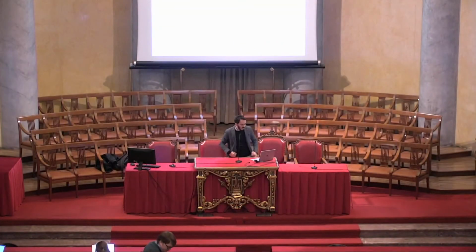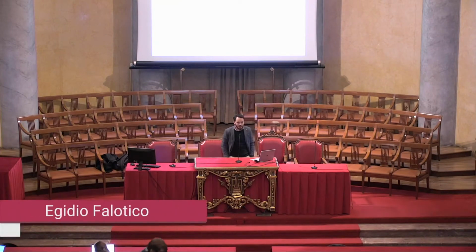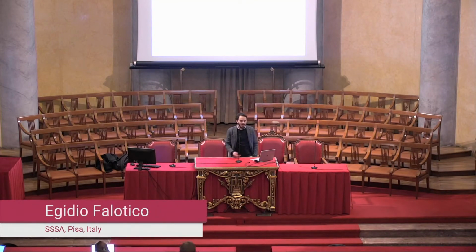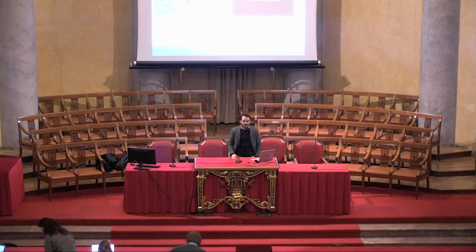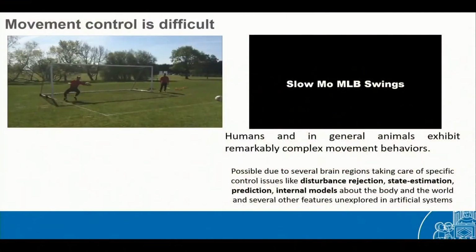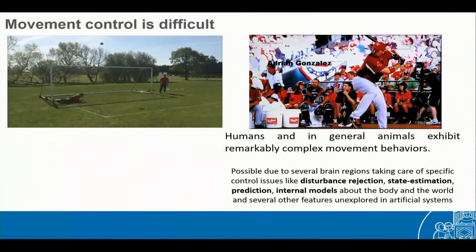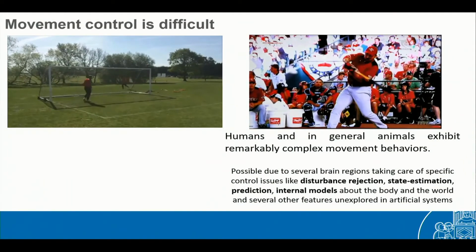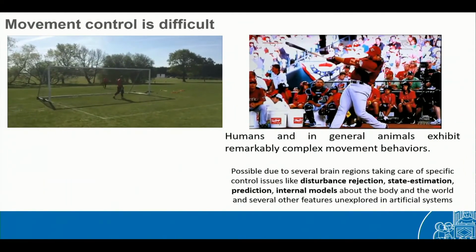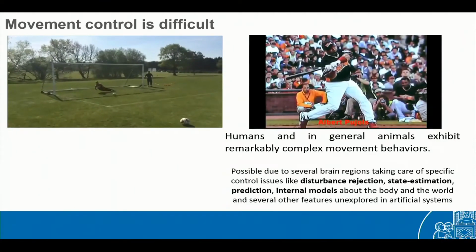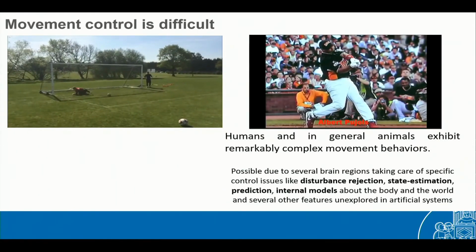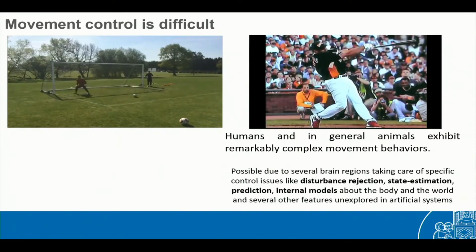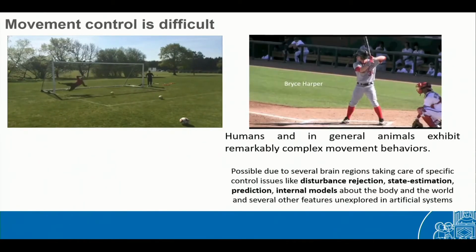Okay, good morning everybody. Today we'll talk about the cerebellar networks for robots and why we need this kind of network in order to improve robot control. We start from the fact that the control of movement in robots and humans is very difficult, and we try to rely on the very special capabilities that humans have in motion control, and these capabilities are related to different control issues.